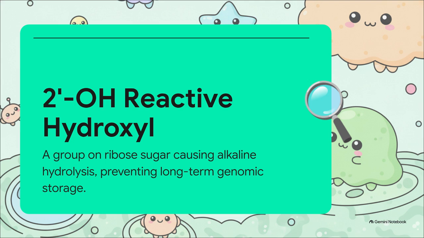This chemical instability totally prevents RNA from being used for long-term genomic storage. And guess what? That is exactly by design. This brilliant feature makes RNA the perfect, temporary, short-lived messenger for rapid cellular signaling. Think about it. The cell doesn't want old instructions permanently cluttering up the factory floor, right? This tiny OH group ensures those instructions degrade exactly when the job is done.